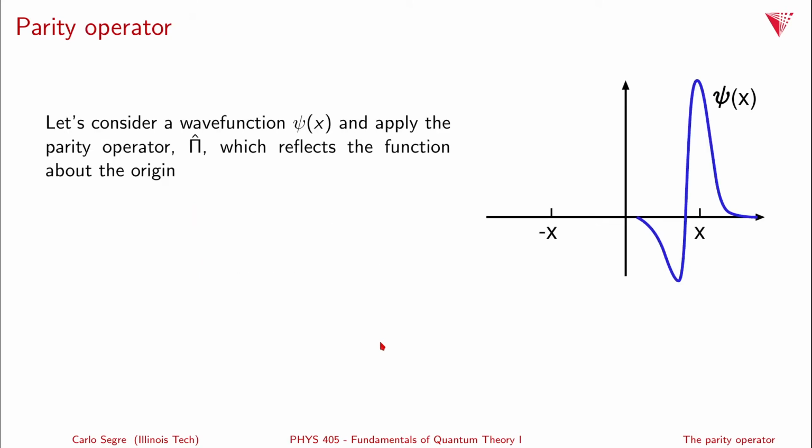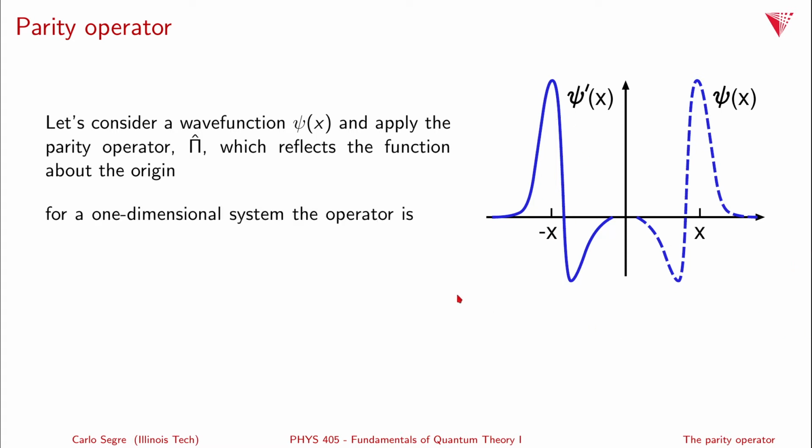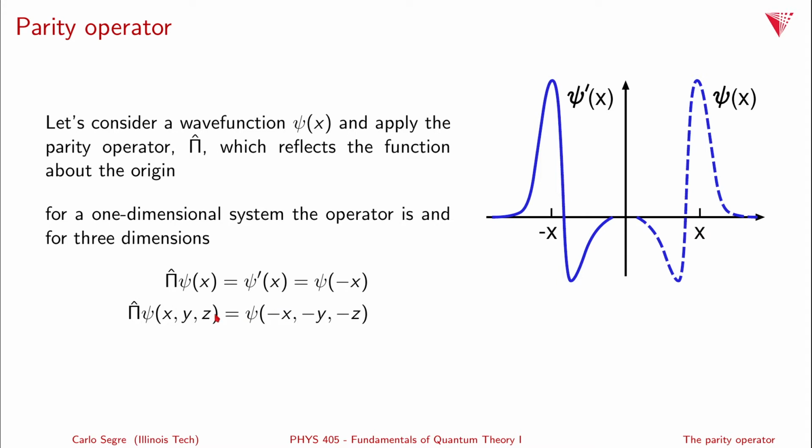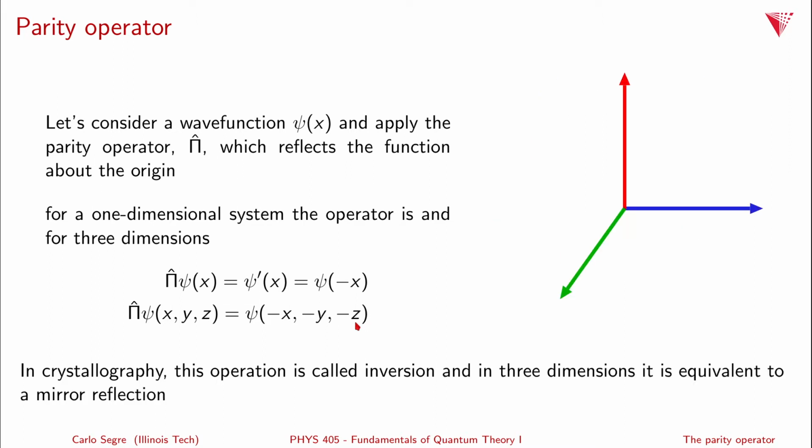So, let's consider a wave function, psi, and apply the parity operator pi, which reflects the function about the origin in 1 dimension. So a function that had this peak at x now becomes a function that has a peak at minus x, and everything else is inverted. Mathematically, this is described in 1 dimension as pi applied to psi of x is equal to psi prime of x, which is equal to psi of minus x. In 3 dimensions, you have pi applied to psi of x, y, z gives you psi of minus x, minus y, minus z. In crystallography, this operation is called inversion.